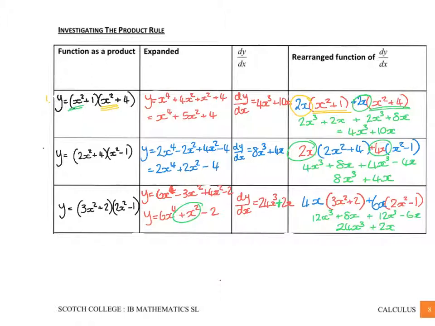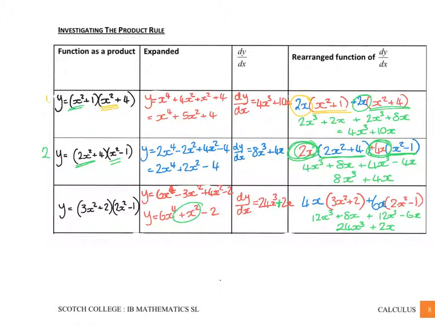Okay, moving on to question 2. Okay, the first bracket was 2x squared plus 4. We wrote the 2x squared plus 4, and we multiplied it by 2x at the front, which was the derivative of the second bracket. Then we wrote the second bracket, x squared minus 1, and we multiplied it by 4x, which is the derivative of this first bracket. When we differentiate that first bracket, we would get 4x, and the plus 4 would disappear.